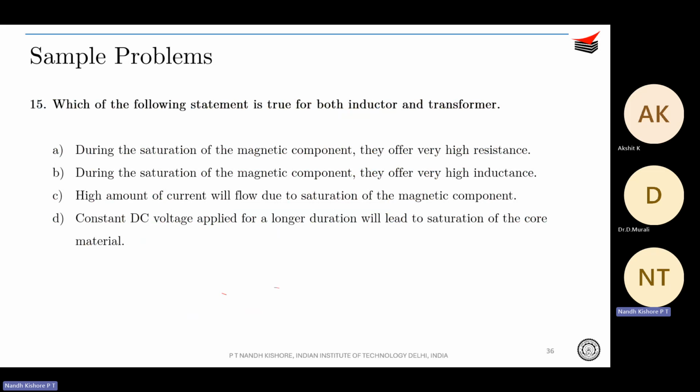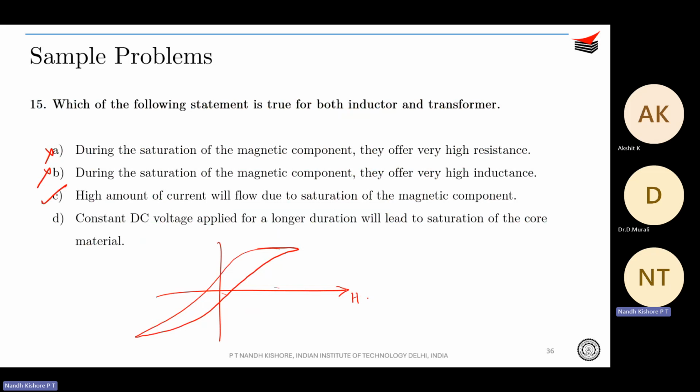Which of the following statements is true for both inductor and transformer? During saturation of the magnetic component, they offer very high resistance. No. During saturation of the magnetic component, they offer very high inductance. No. High amount of current will flow due to saturation of the magnetic component. Yes. The reason is in the BH curve, you are somewhere here.